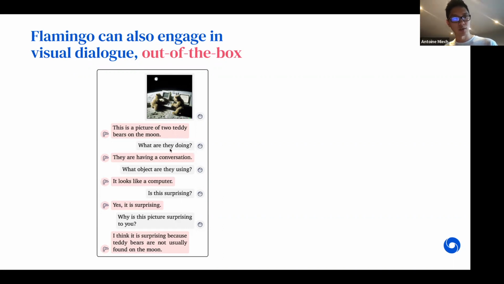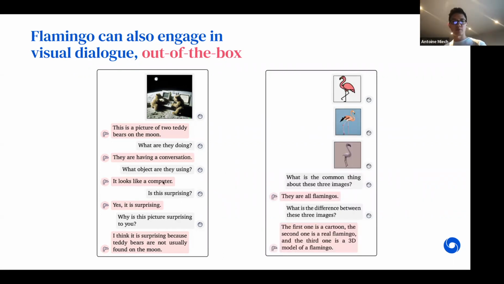So we have this question. What are they doing? It says they are having a conversation. What object are they using? It looks like it's a computer. Is this surprising? Yes, it is surprising. Why is this surprising to you? It is because teddy bears are not usually found on the moon. And yeah, so that's one example.